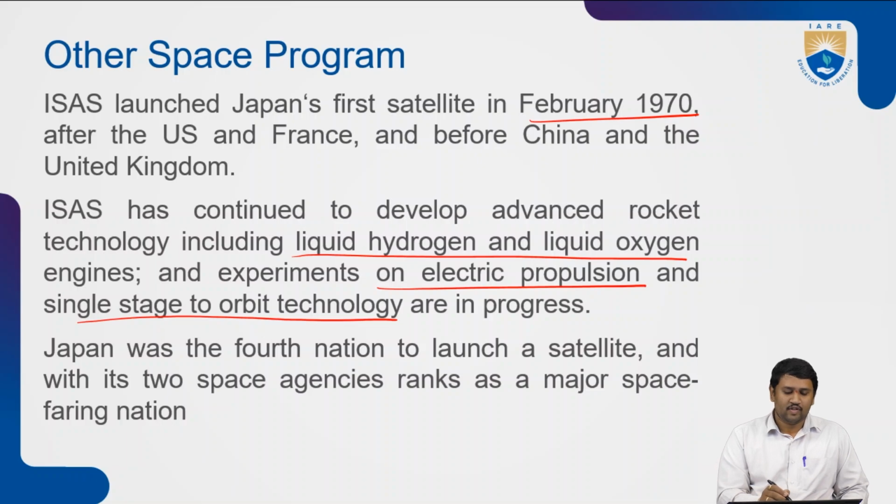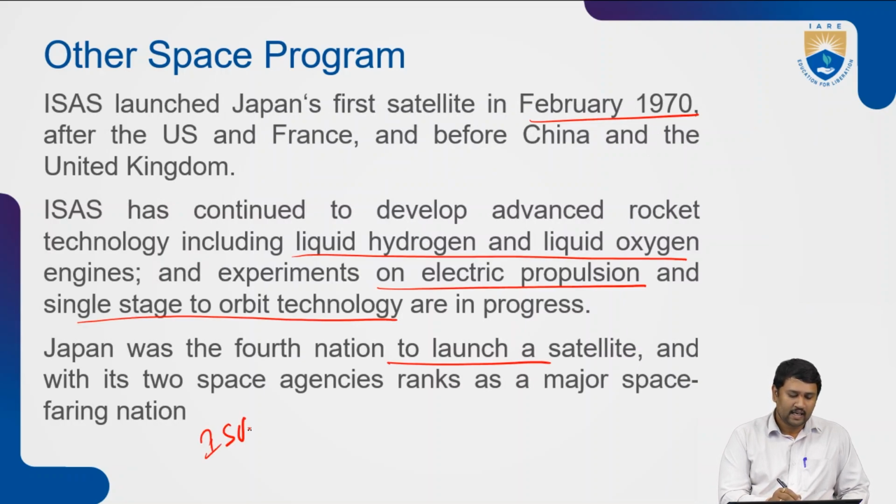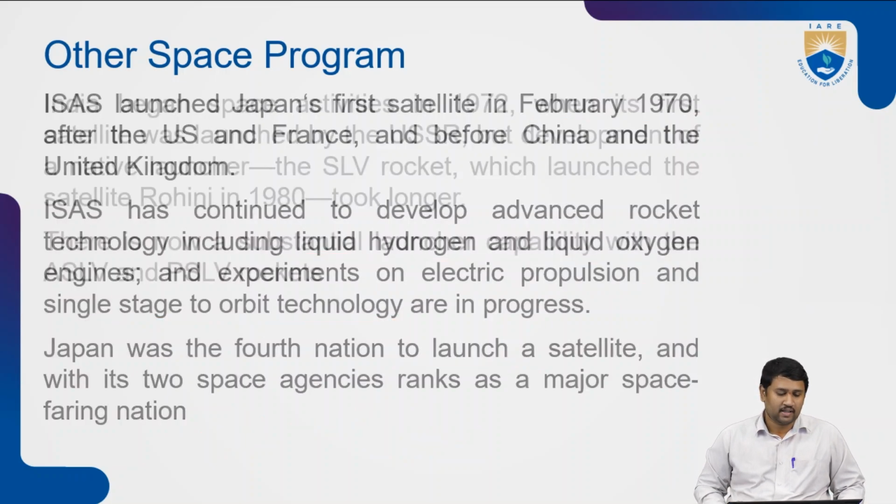Japan was the fourth nation to launch a satellite, and with its two space agencies ranks as a major spacefaring nation. Later, ISAS was reformed and renamed as JAXA, our current space agency in Japan.